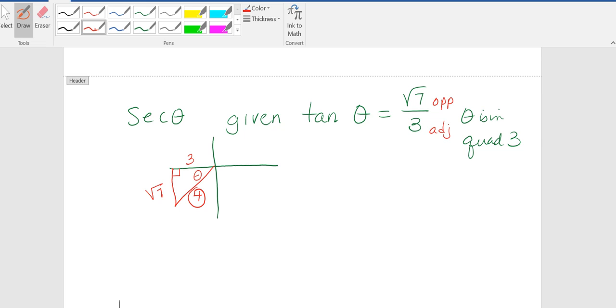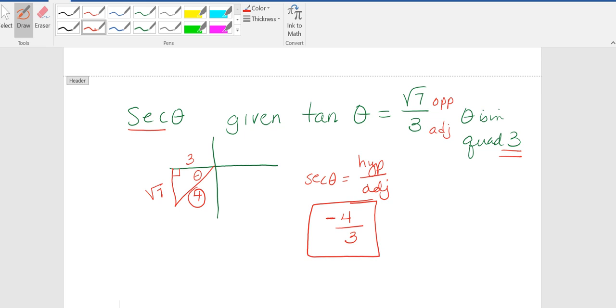Pythagorean theorem. So they want the secant, which is the reciprocal of cosine, so that's going to be hypotenuse over adjacent, so that's 4 over 3, and because I'm in the third quadrant, my answer is going to be negative 4/3.